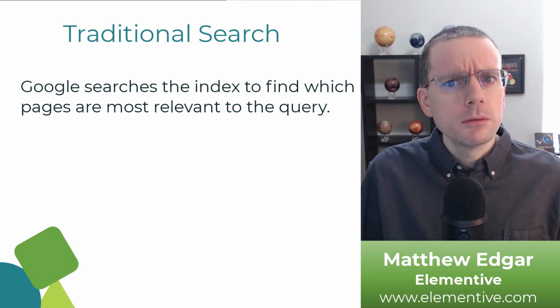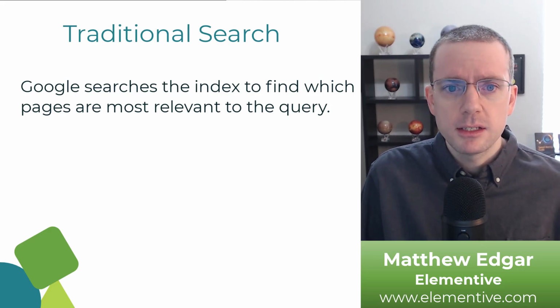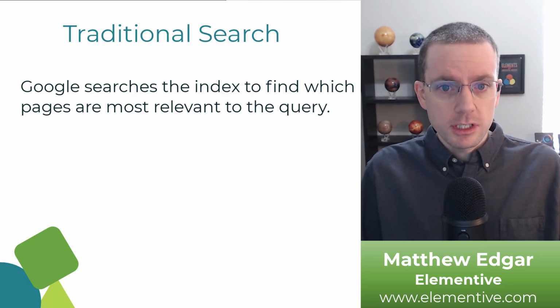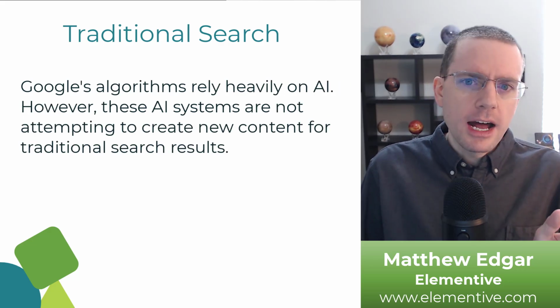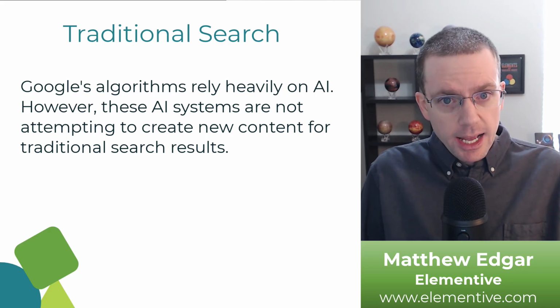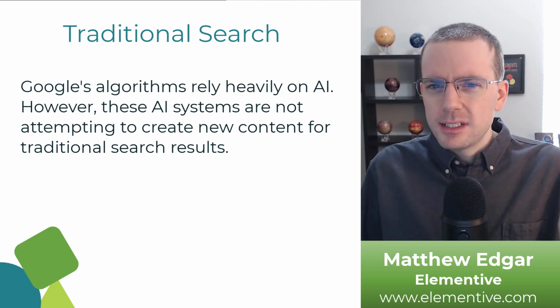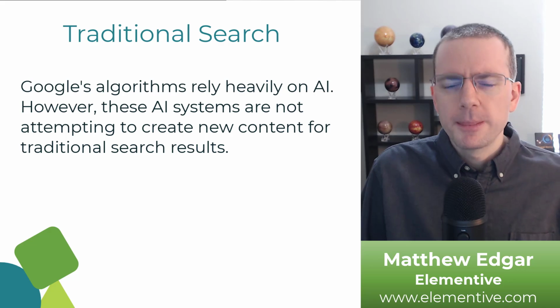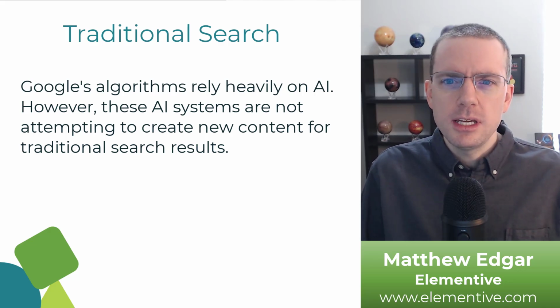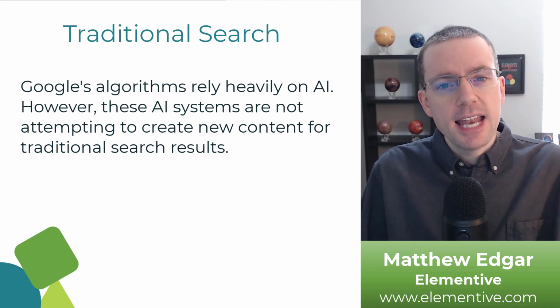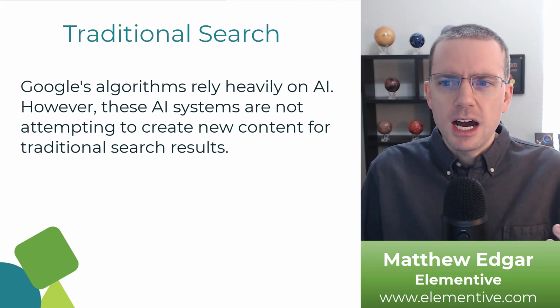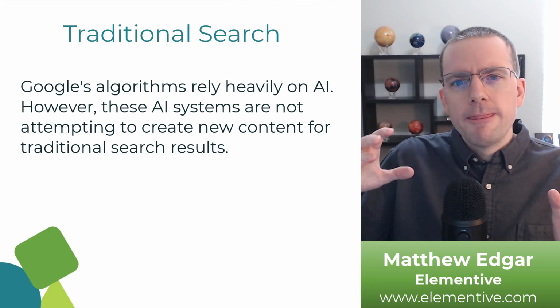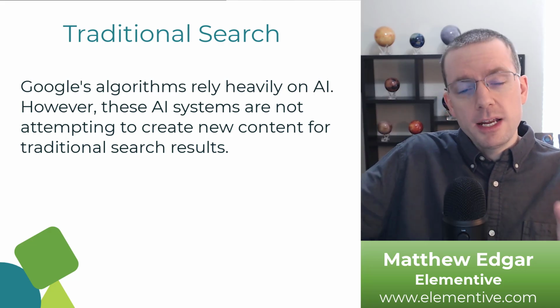Now, there's a couple important points to keep in mind with this process as we start to compare traditional search with generative AI search. First, while Google's algorithms rely on AI, these AI systems are different from generative AI systems. The AI systems Google is using here are more about helping in that analysis and evaluation process to build up the index. They're not like generative AI systems that are trying to learn something in order to create new content.